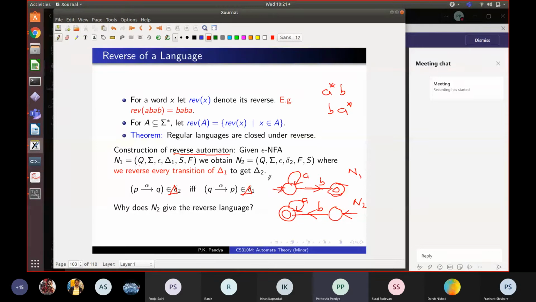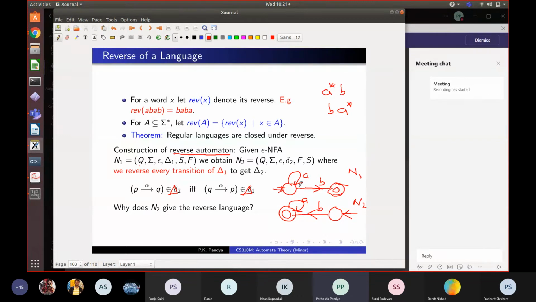Now, how do we know that this construction is correct, that it will really recognize the reverse of a language? So what is the proof? So we again show that every word which is recognized by N1, its reverse will be accepted by N2, and everything that is accepted by N2, its reverse will be in N1, because reverse of reverse gives you back the same word. So we have to prove two-way containment. That is, the language of N1 is contained in the language of N2, and the language of N2 is contained in the language of N1. So suppose there is a word which is accepted by N1.